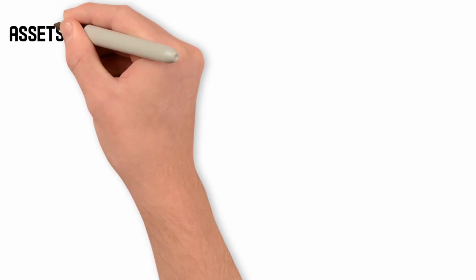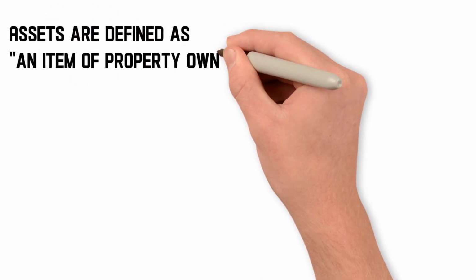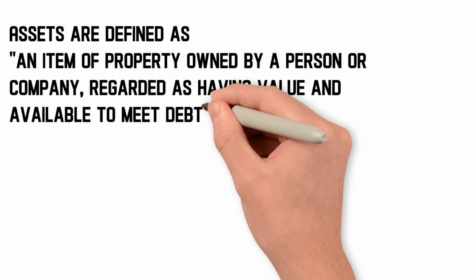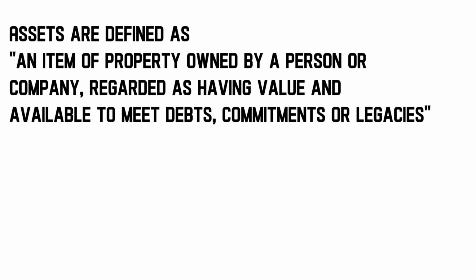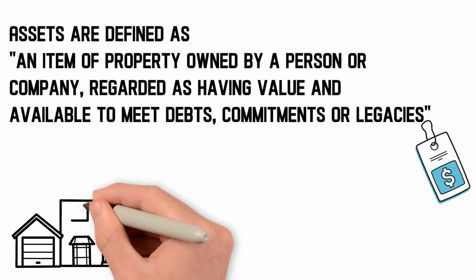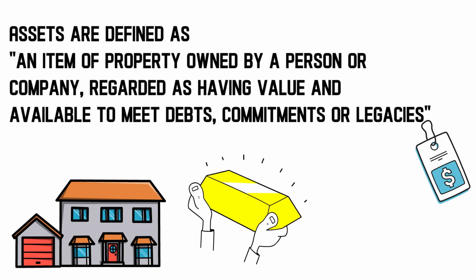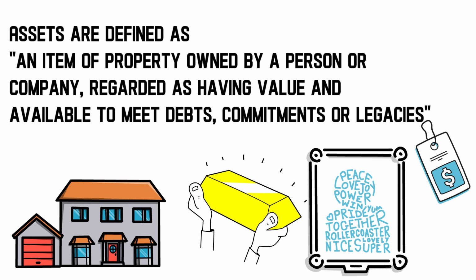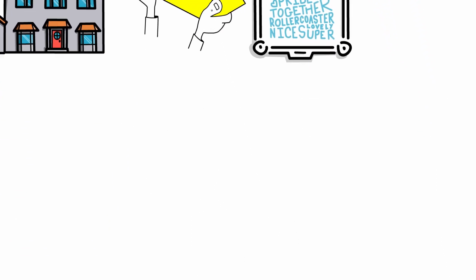Assets are defined as an item of property owned by a person or company regarded as having value and available to meet debts, commitments, or legacies. Basically, an asset is something which can be easily exchanged for money. Some examples of assets include a home, gold and silver, stocks and shares, a car, jewelry, and art. There are many more different types of assets, but these are some of the more common ones.